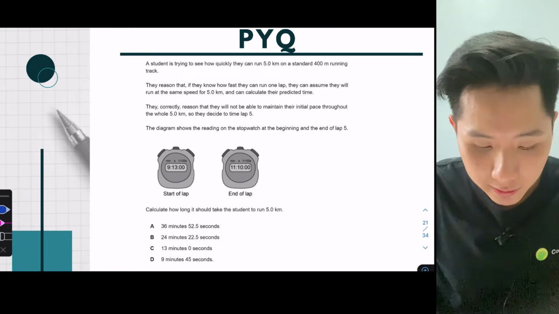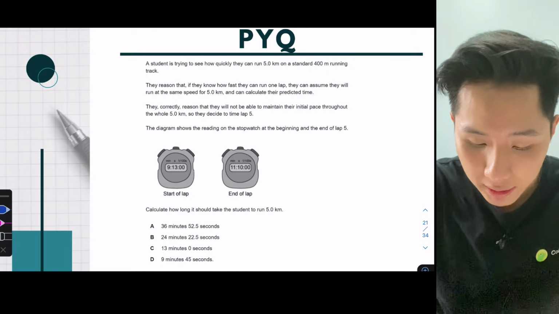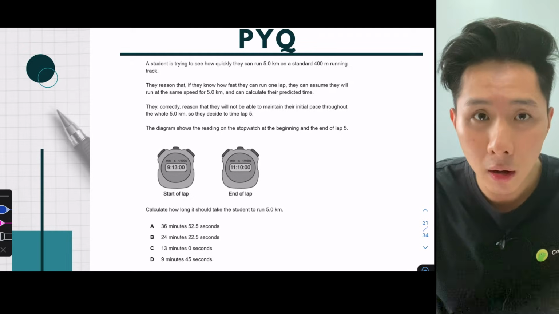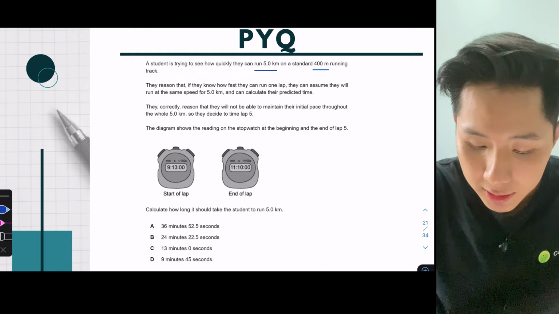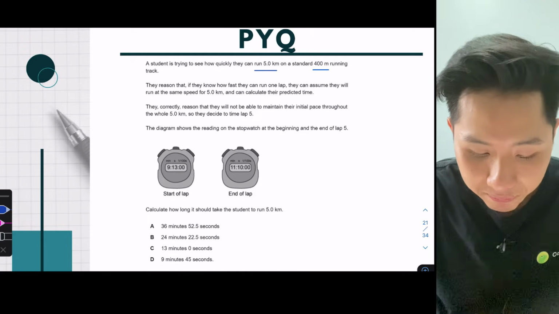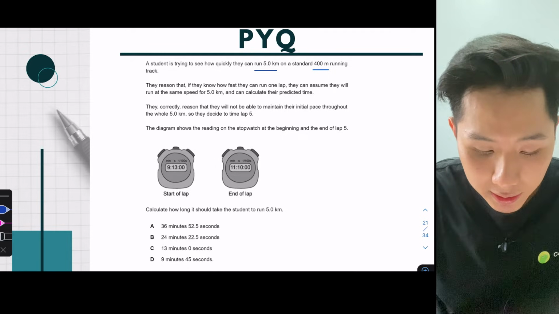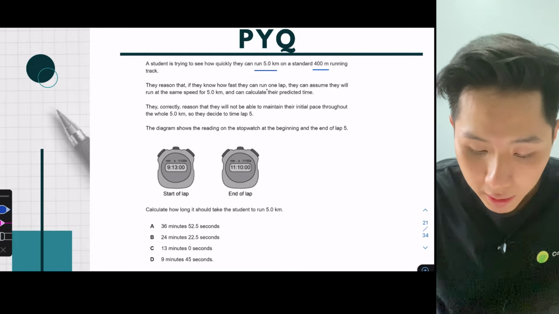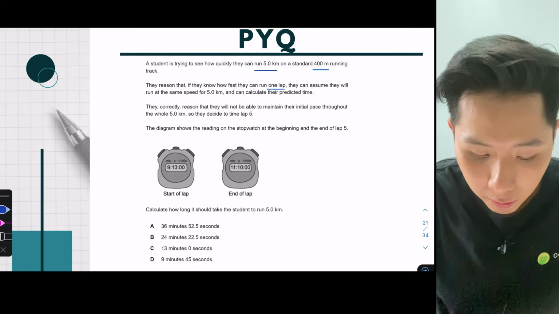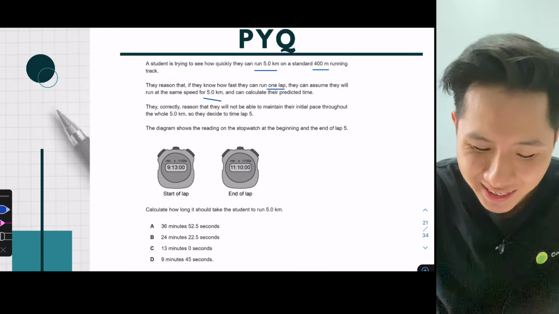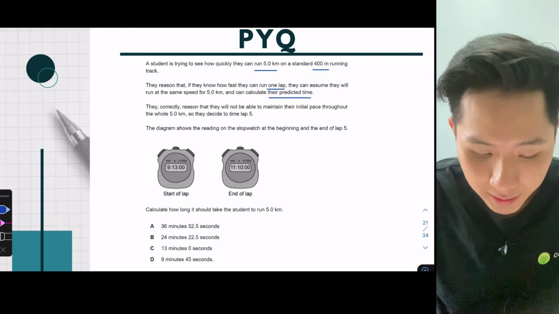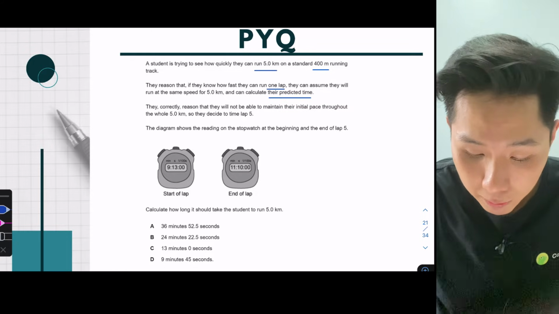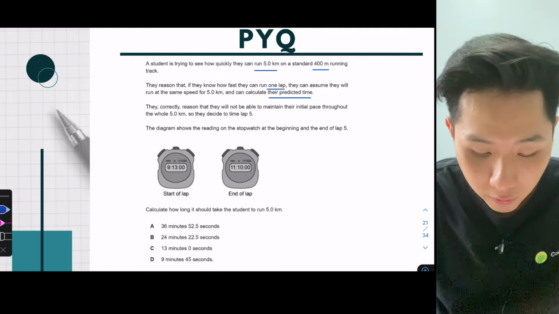So here's another puzzle question. A student is trying to see how quickly they can run. One way I would recommend all of you to answer a puzzle question is to underline the key terms here. You cannot use a highlighter, but you can underline the keywords. And let's read. The student reasons that if they know how fast they can run one lap, they can assume they will run at the same speed for 5 kilometers, which is extremely hard, but that's the question, and can calculate their predicted time. They correctly reason that they will not be able to maintain the initial pace throughout the whole 5 km, so they decide to time lap 5.